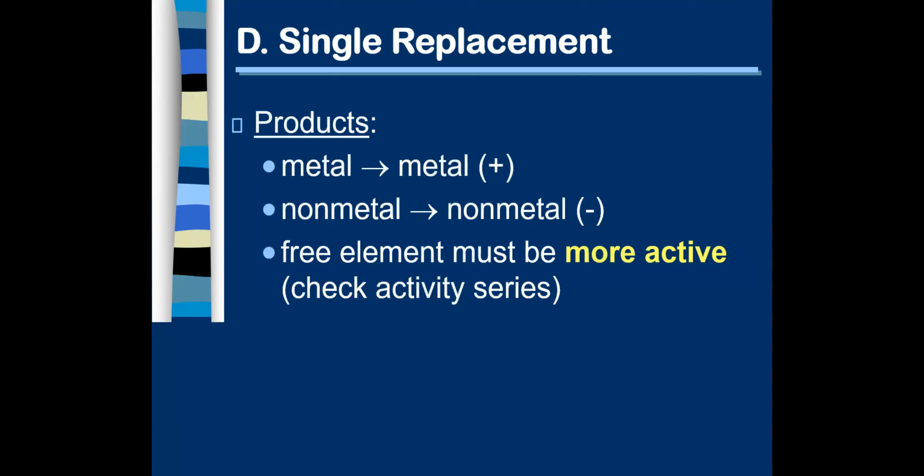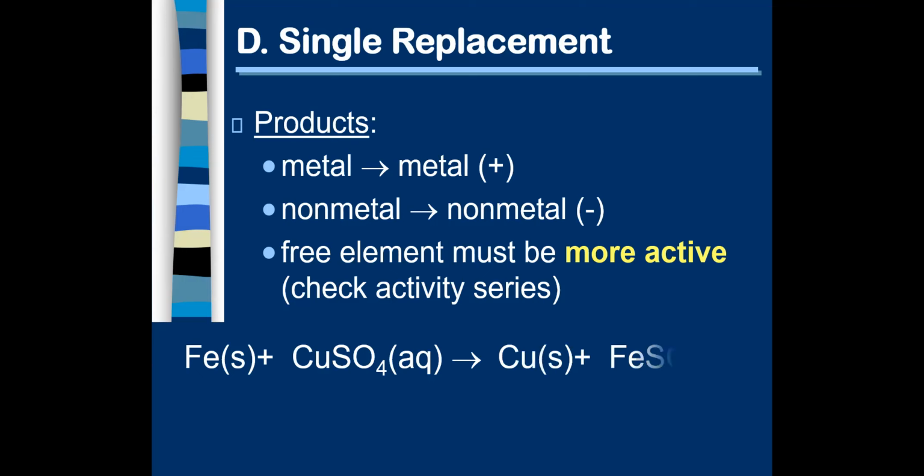So you're going to have the products, you're going to have a metal that is in the compound, now that is out of the compound. And if it's a nonmetal, same thing. And the free element has to be more active. You look at your activity series, and I have that activity series out there. So here we go, iron and copper. Iron is more reactive than copper, so this reaction will happen. Iron is more reactive, so yes, it will happen.